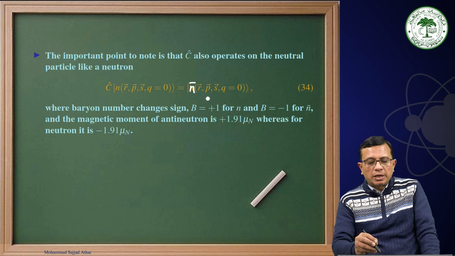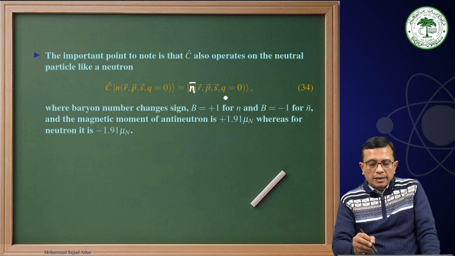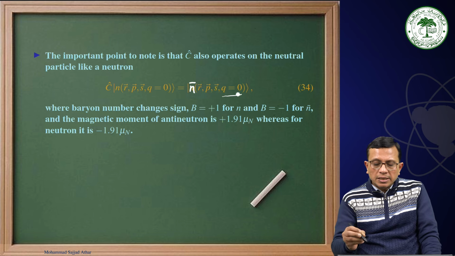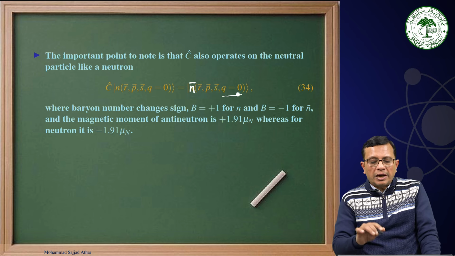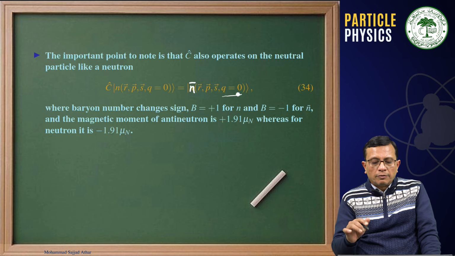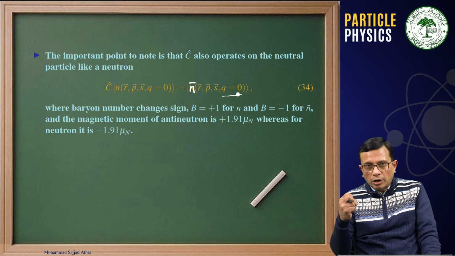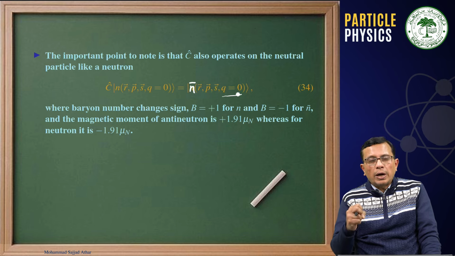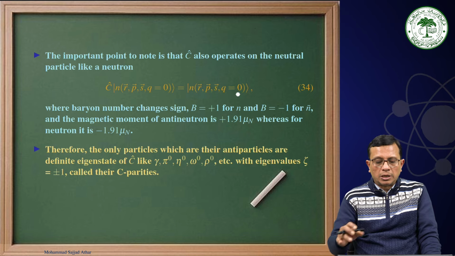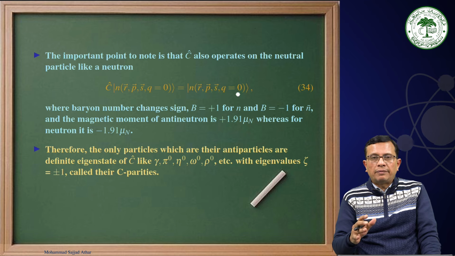Without changing its position, momentum or spin, this is a neutral particle. What is happening? For the neutron we have baryon number +1, while for the anti-neutron the baryon number is -1. Besides that, the magnetic moment for the neutron is -1.91 nuclear magneton. That is what we call the anomalous magnetic moment of the neutron, while for the anti-neutron it is +1.91 nuclear magneton. Therefore, they have the same magnitude of the magnetic moment.